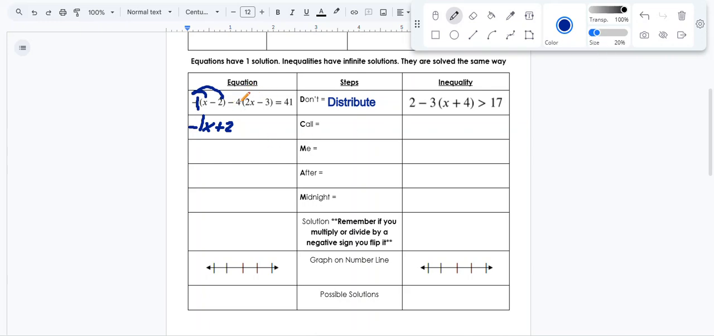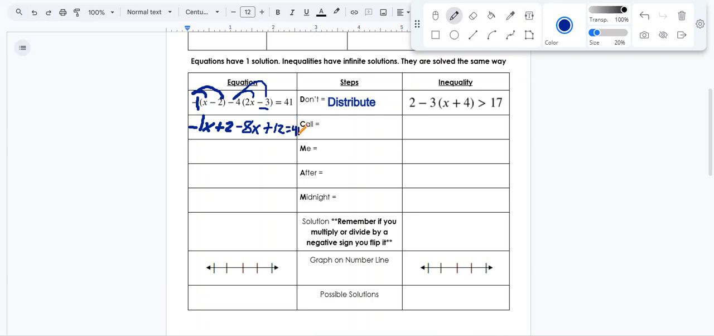And then now I want to distribute, I have another set of parentheses. I have to distribute this, right? So I have a -4. Remember that sign in front stays with it. So this is -4 times 2x, which would be -8x. And then I would do -4 times a -3. Remember that sign in front stays with that, right? So a negative times a negative is a positive. 4 times 3 is 12. And then I can bring down that equals 41.